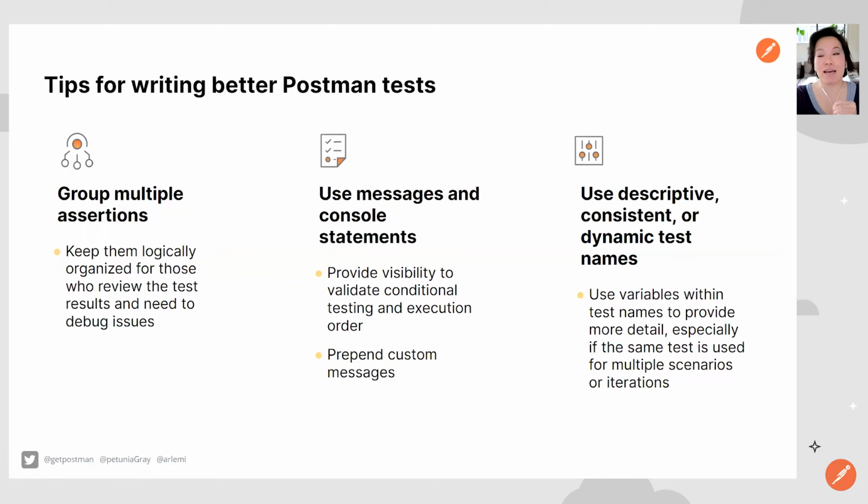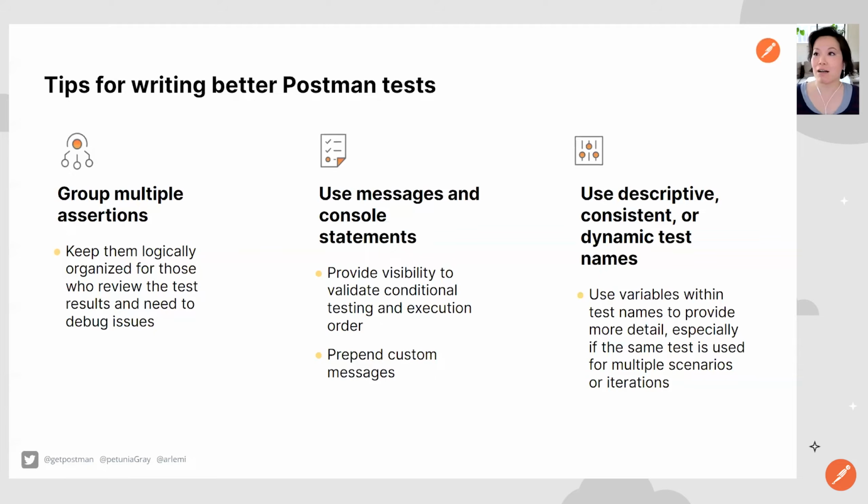But a couple tips I have for writing better Postman tests, because I run a lot of tests that other people write. And so Arlemy, you mentioned this, grouping multiple assertions. Don't just have one BDD assertion. Stack as many as you can to hit different angles of what you are asserting within a single Postman test. That allows you to logically organize them so that when something fails, it's something in this cluster of tests.